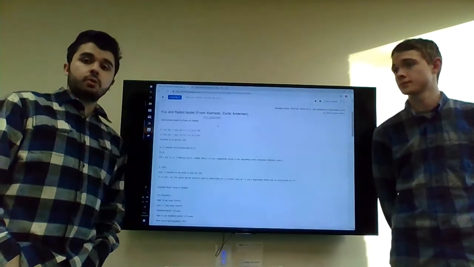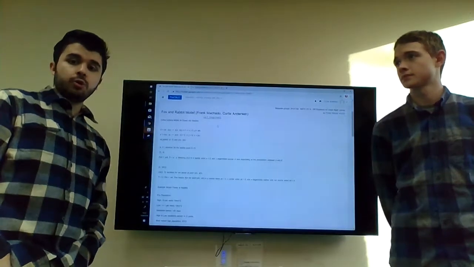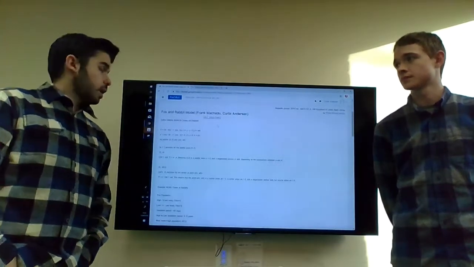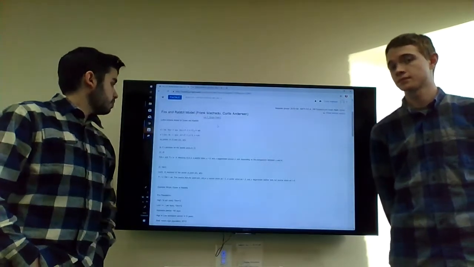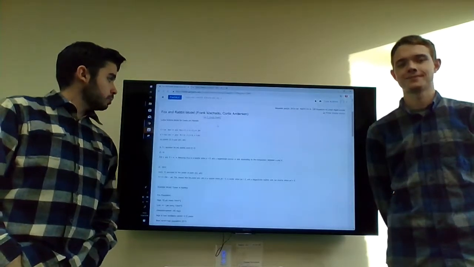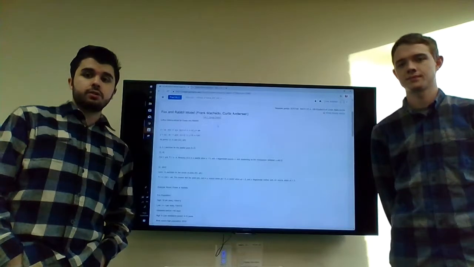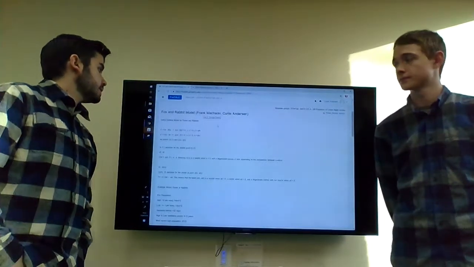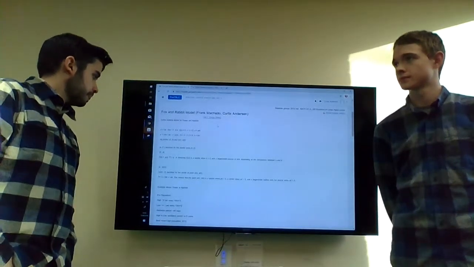Our group mates were responsible for solving the equilibrium points of this model, and they, while setting x prime and y prime equal to 0 and doing a little bit of algebra, found that our two equilibrium points for this model are the origin, (0, 0), and the point (d over c, a over b).